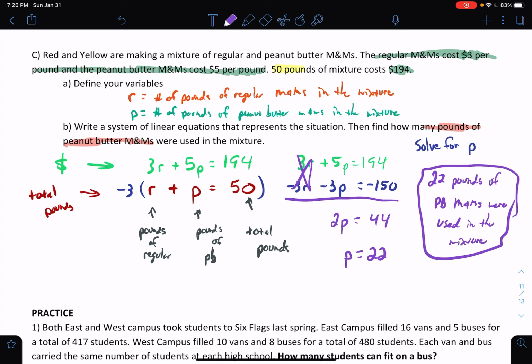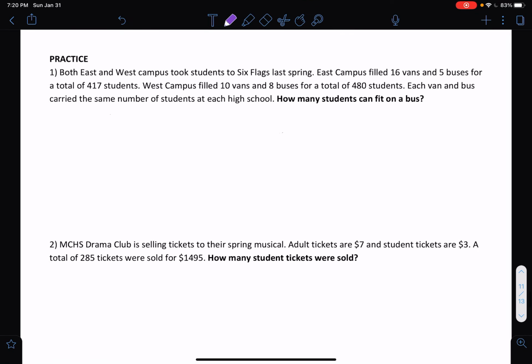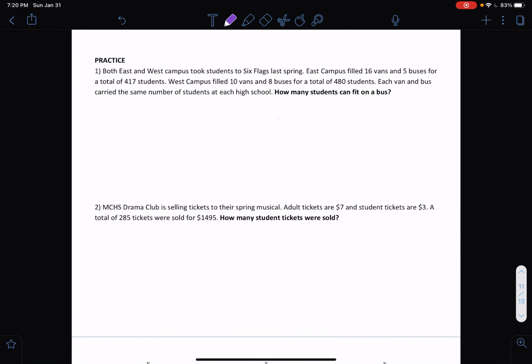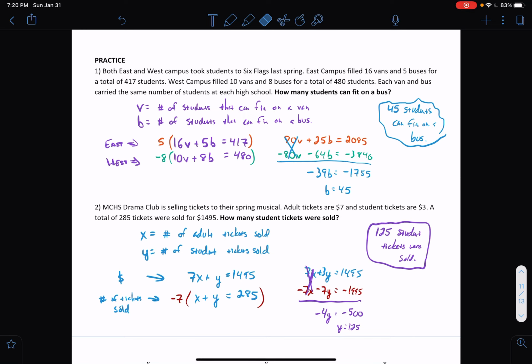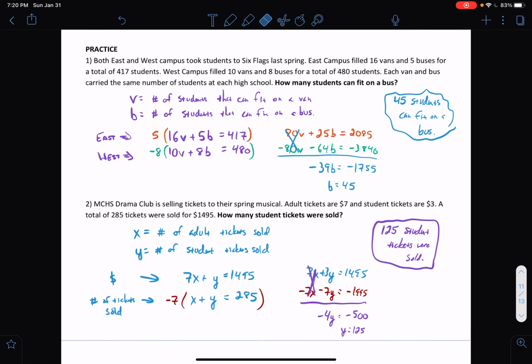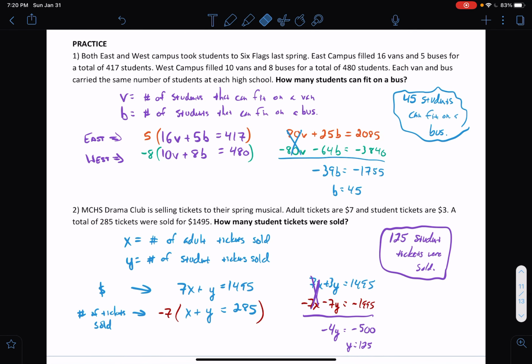So I've got two problems here for practice. Pause the video now and try those out, and I will throw up the answers. All right, make sure you've paused and tried them. Here are the answers to these two practice problems. You'll see number 1 is like the tacos and burritos problem, and number 2 is like that peanut butter M&M problem. So make sure you understand how to work both of these. If you have any questions, let me know.